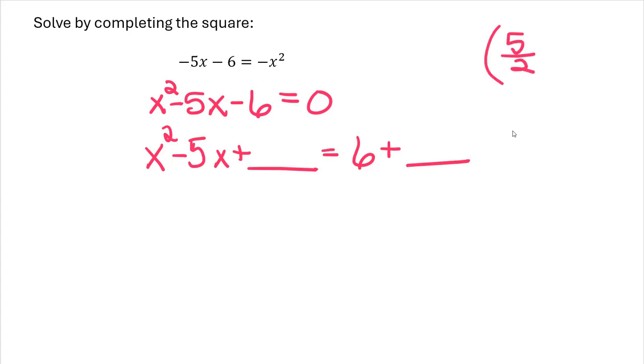And now we're going to square that. And that is 25 fourths. So that is what we're going to add to both sides of the equation.